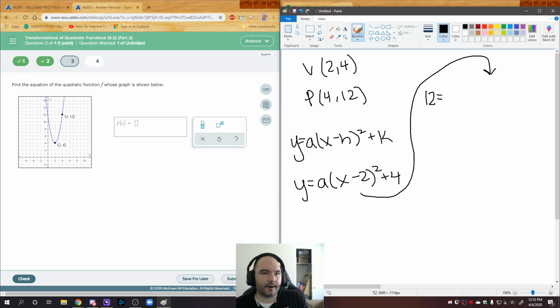So 12 for y equals a times (4 minus 2) squared plus 4. This is why I was happy that it's 2 apart, because on the last two problems, we got like 1 or negative 1, and then we squared it, and 1 squared is 1.